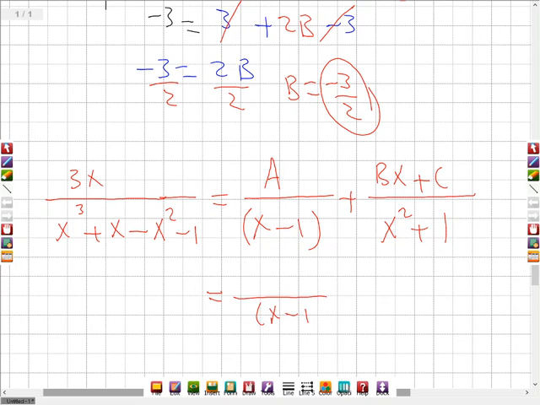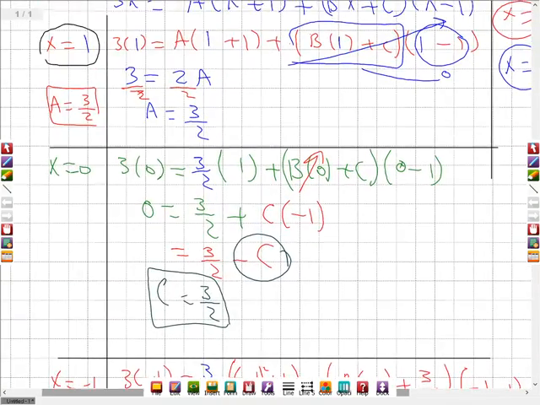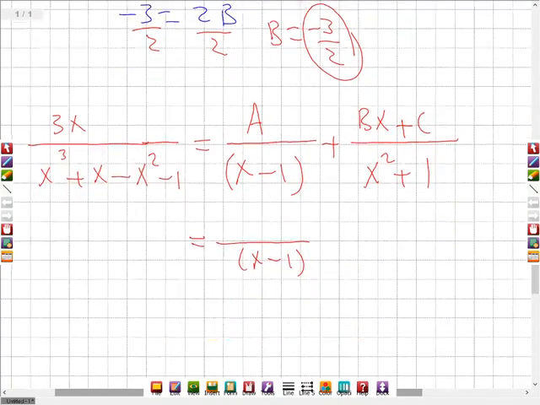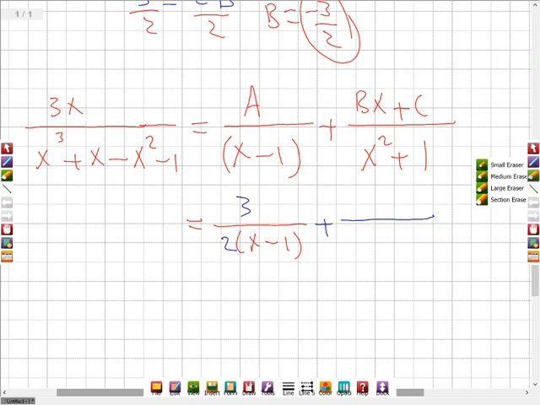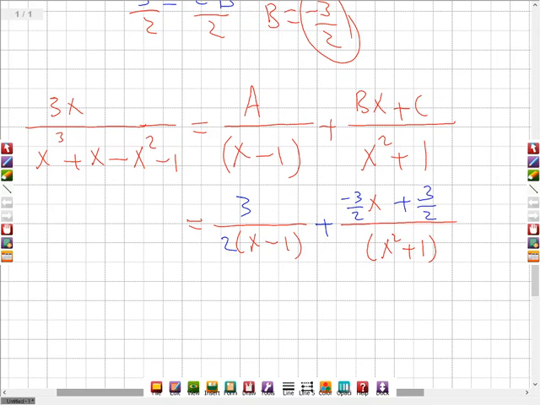x minus 1. What's a? 3 over 2, I think, right? A is 3 over 2. Plus x squared plus 1 x. Now these were negative 3 over 2, negative 3 over 2 and c, plus the same value of a. Look here, this guy 2 and this guy 2.